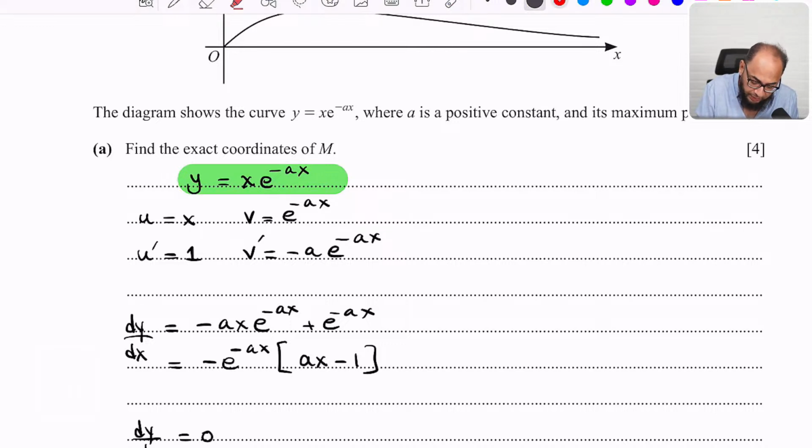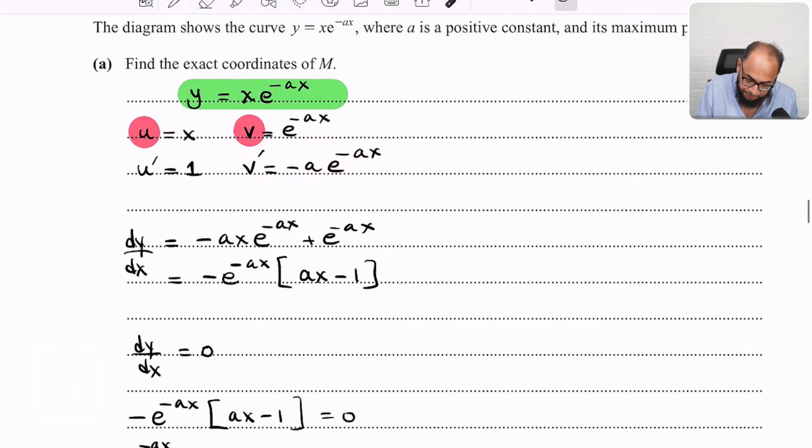And what do we do over here? We have u, we have v, we differentiate. Derivative of u is u prime, derivative of v is v prime. Product rule, u v prime plus v u prime. Exponential is always taken common. So exponential is taken common, minus is taken common, and that's how you get this thing.